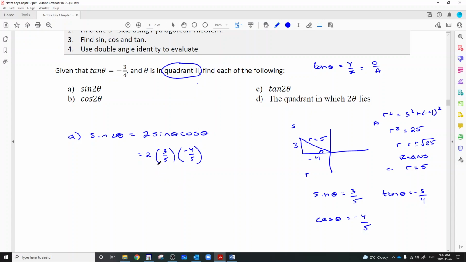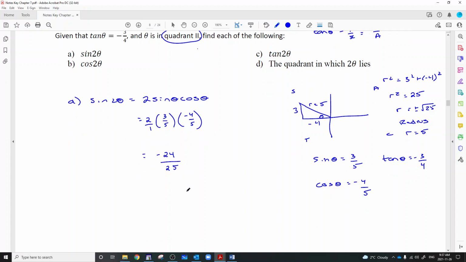Okay, now we're just going to multiply. So we're going to multiply across the top. 2 times 3 is 6, times -4 is -24. 1 times 5 times 5 is 25. So the value of sine 2 theta is -24/25.